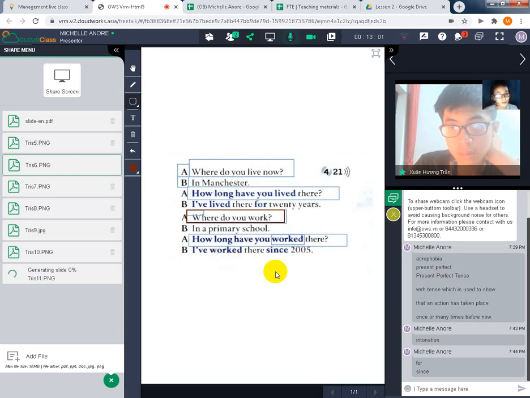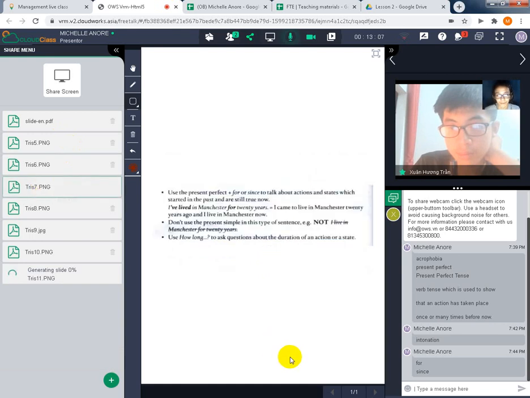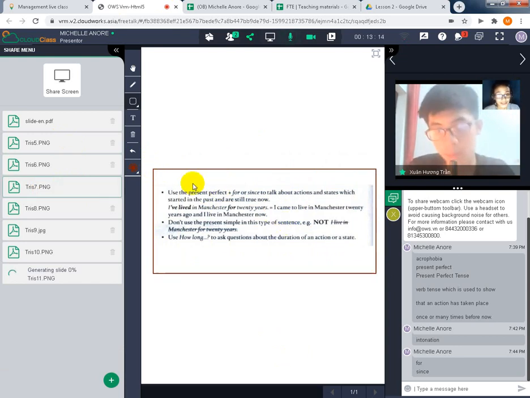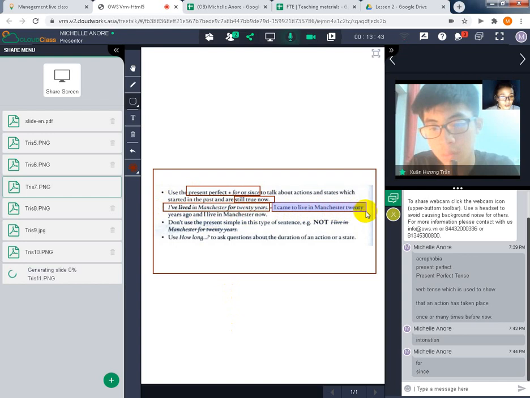So we are going to learn more about this with the next picture that I have here. Okay? So take a look at the picture. Use present perfect with for or since to talk about actions and states which started in the past and are still true right now. Okay? So that is the keyword that you need to remember. So in our example a while ago, you will notice the line, I've lived in Manchester for 20 years. Okay? I came to live in Manchester 20 years ago, and I live in Manchester now.